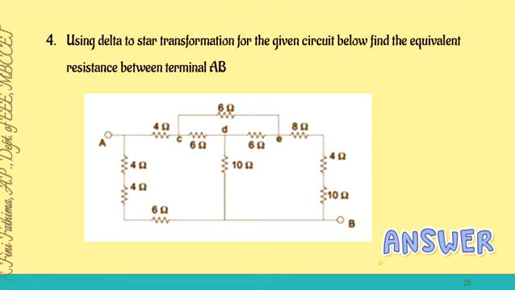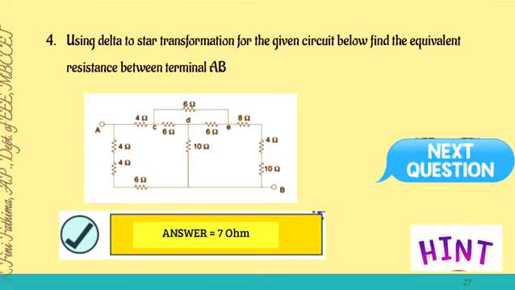Okay, so from a single glance itself we found out that this 4, 4 and 6 are in series, this 8, 4 and 10 are in series. Okay, and we can solve this. Let's find out. First, the answer is 7 ohm. We will check whether our answer is 7 or not. So we are continuing with solving the problem.